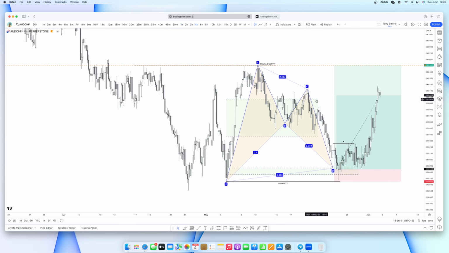I was looking at this and then I saw, okay, this is the imbalance here. Price was just consolidating and overall price dropped. So the imbalance was not respected. And the price continued to drop. And then I noticed that maybe, oh, some kind of harmonic pattern is forming already.